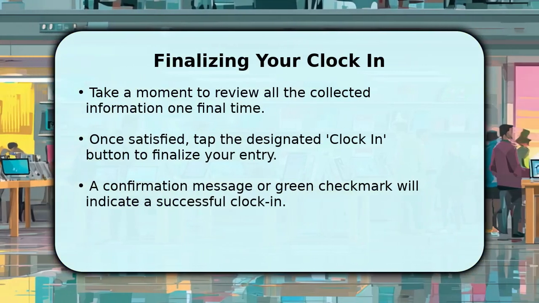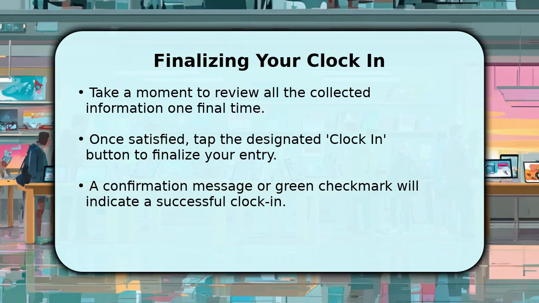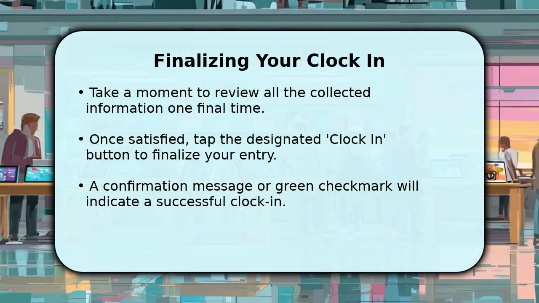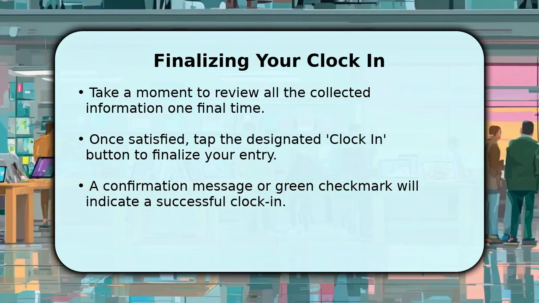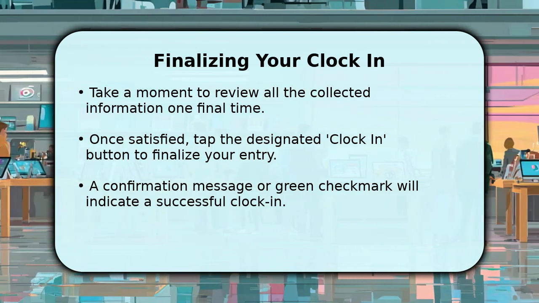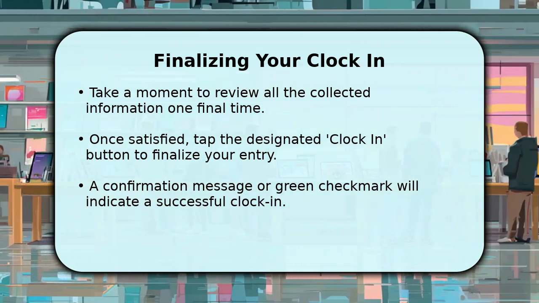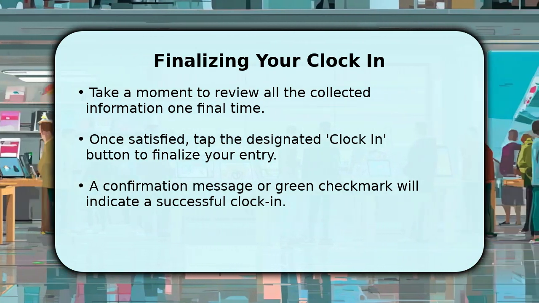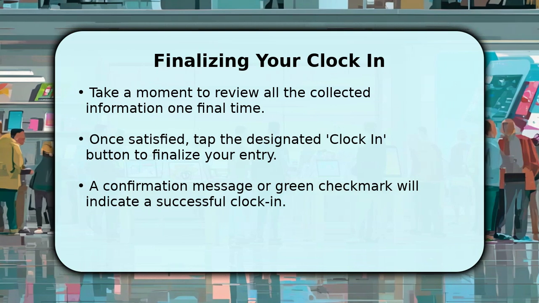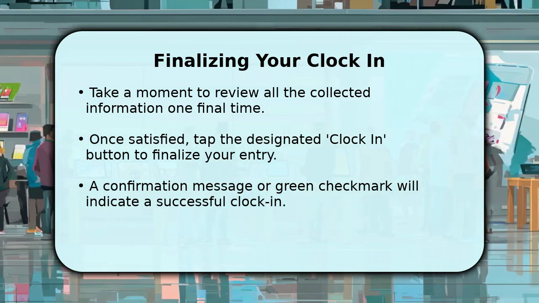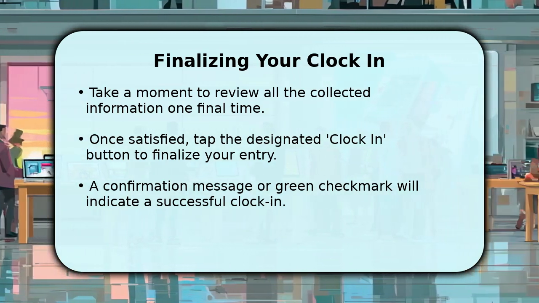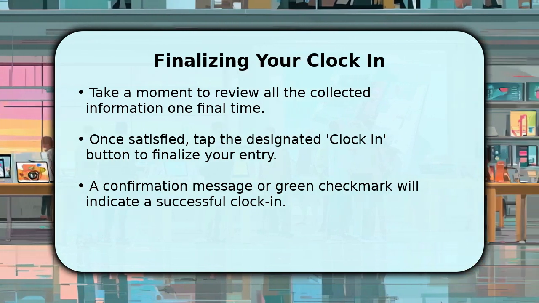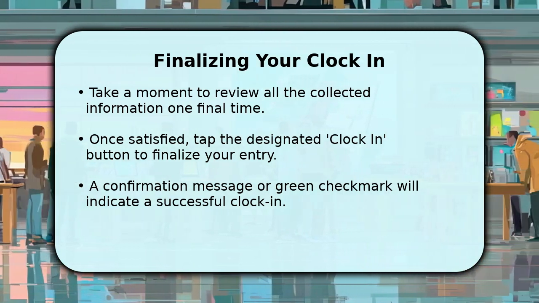With your location confirmed, it is wise to take a moment and review all the information presented on your screen one final time. Double-check the client's name, service type, and the verified address. When you are completely satisfied that all details are accurate, proceed to tap the final clock-in button. A clear confirmation message or a prominent green check mark will then appear, signaling that your clock-in was successful and your shift has officially begun.